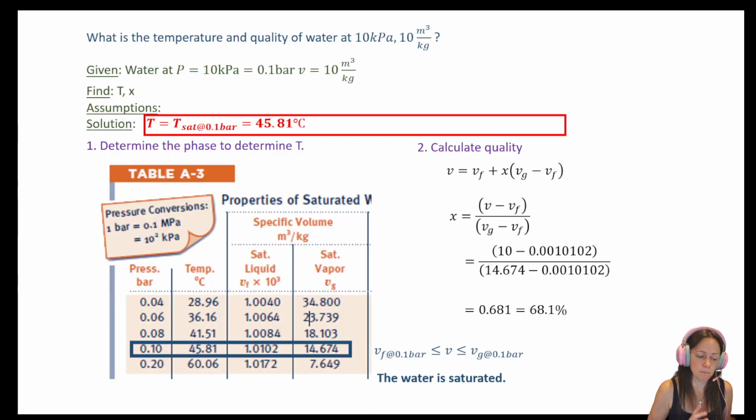Perfect. A little word to the wise: if you calculate a quality that is greater than 1, you messed something up. It can't be greater than 1. You have probably incorrectly fixed your state, and you need to go back a step. So just be aware of that.